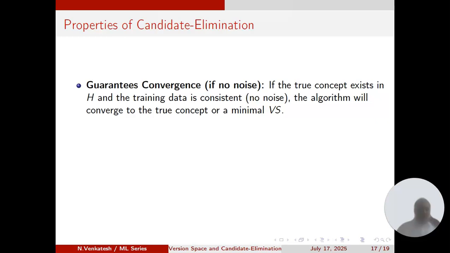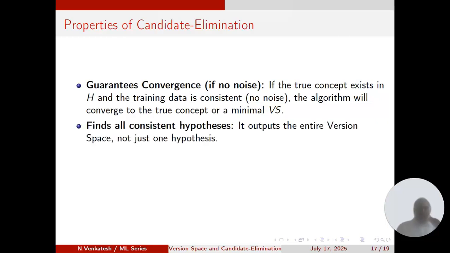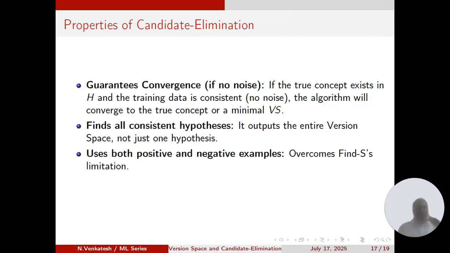Now the properties of this candidate elimination are: if there is no noise, it is guaranteed convergence, and it finds all hypotheses which are consistent with the training examples, and it uses both positive and negative examples, and it also can detect the inconsistencies. When you have inconsistency, what happens is it removes all hypotheses from either G or S. When one of them is empty, you can say that there is an inconsistency or noise in the training data set.